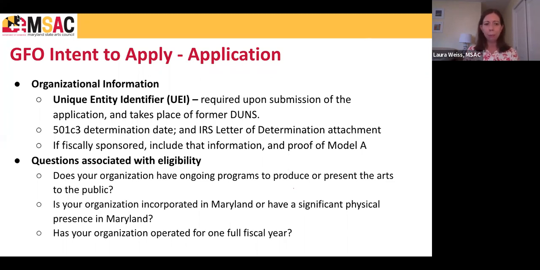And again, if you have questions about what needs to be included in that, you can reach out to Emily or myself. The questions associated with eligibility within the application really mirror that graphic that Emily just shared in the previous slide, but just to run through them, it will ask, does your organization have ongoing programs to produce or present the arts to the public? Yes or no question. Is your organization incorporated in Maryland or have a significant physical presence in Maryland? Also a yes or no question there. And has your organization operated for one full fiscal year? And again, that's a yes or no question.